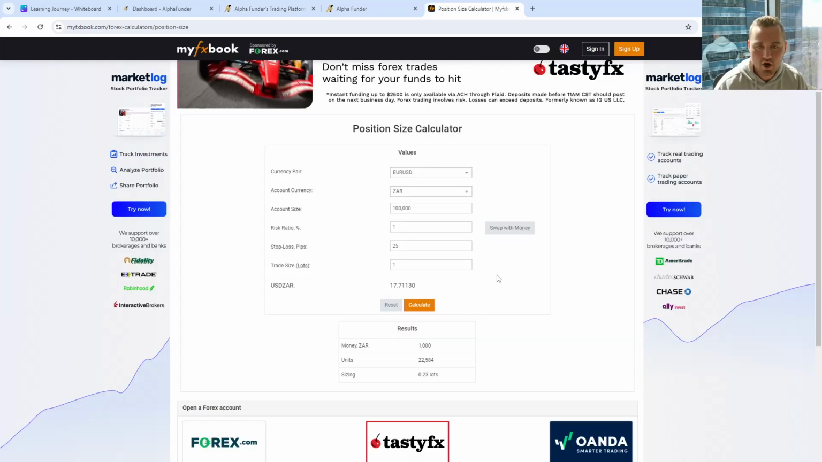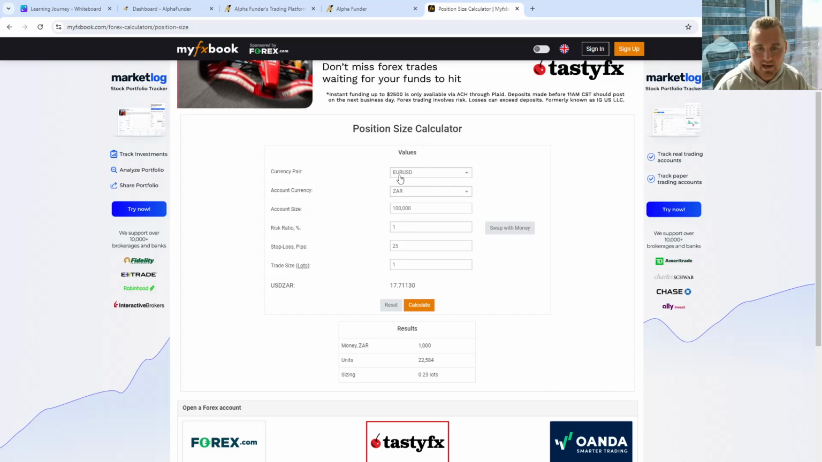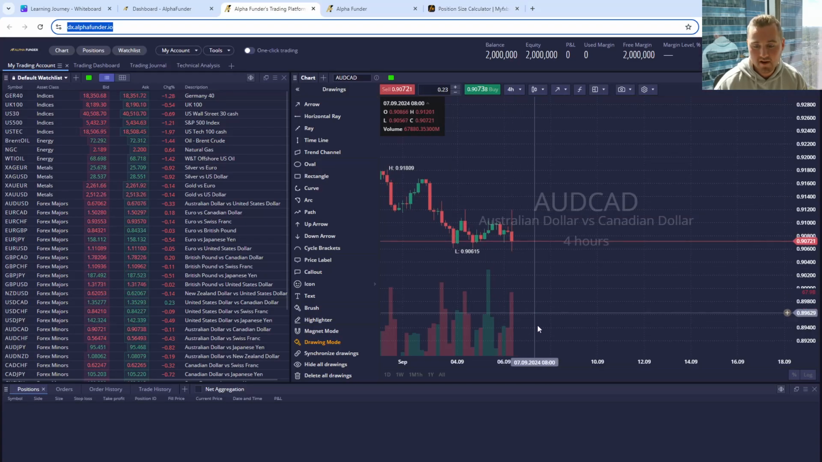Then you would go into what I like to use, a position size calculator. You can just type this into Google, and put in the currency pair that you're trading. I know it's Euro USD, but in this case, if I were to trade AUD CAD, I would type in AUD CAD here. I'm using ZAR, South African Rand, and I'm going to have a 100,000 Rand account, let's just say. I want to risk 1%, and that stop loss distance is 25 pips. I would click calculate, and it would give me the exact lot size to use in order for that if my position goes 25 pips against me.